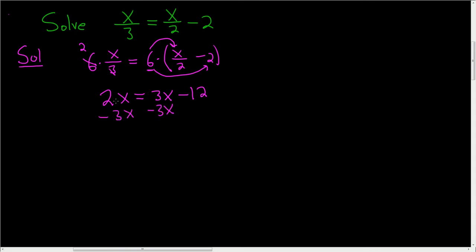So 2x minus 3x is negative x. These cancel, and here you're left with negative 12. To finish, just divide by negative 1, and so we get x equals 12. And that's it.